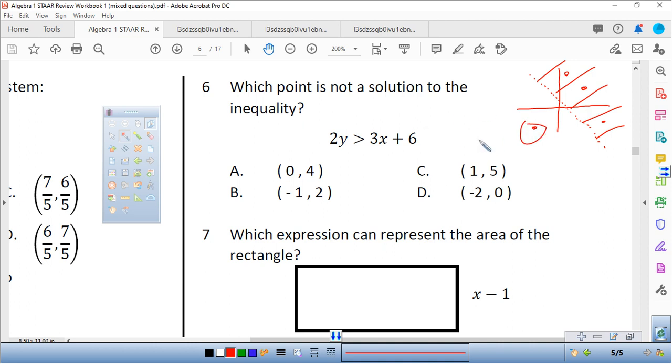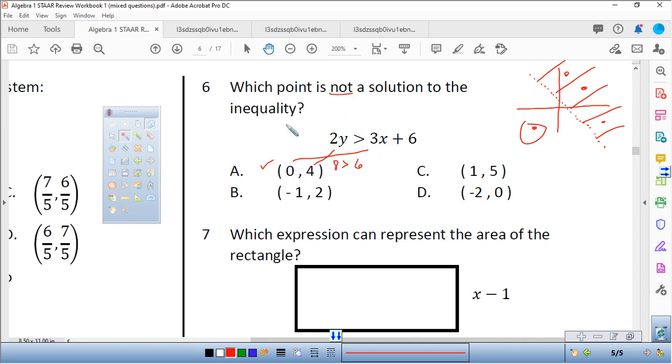So you can do it different ways. I don't really care how you do it. You can graph it. You can plug them in. You can do work, whatever. I'm just going to plug them in real fast. They're pretty easy. I'm going to plug in 0 for the x and 4 for the y. So this one gives you 8 is greater than 6. Make sense? Check. That is true.